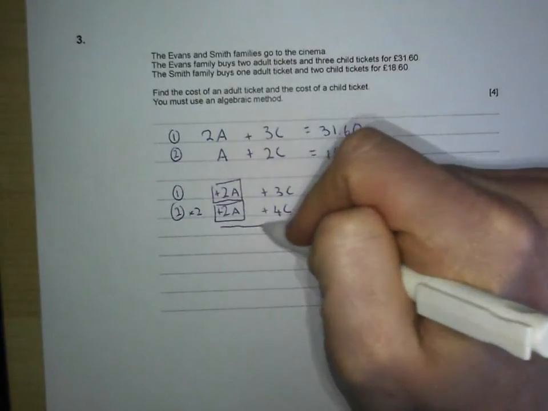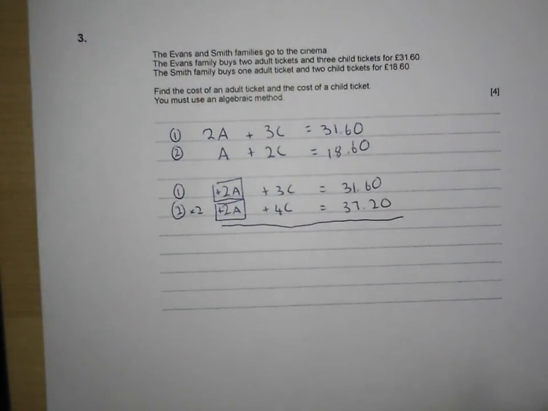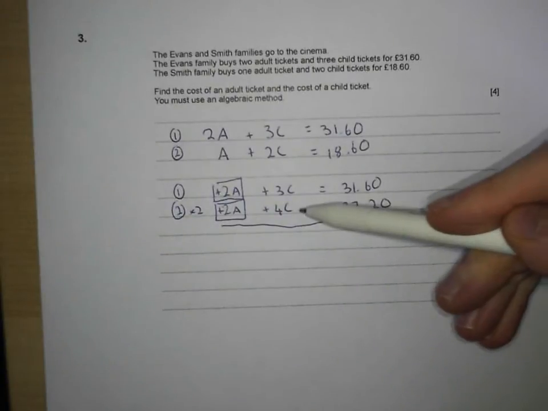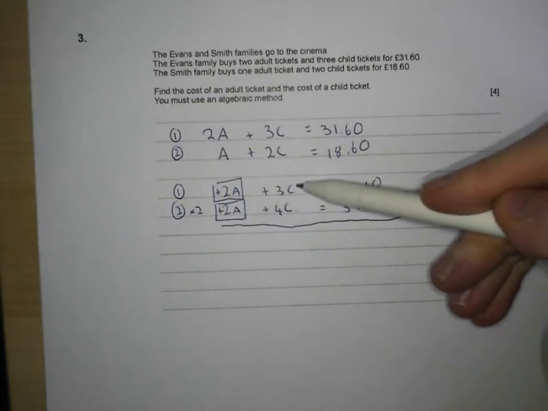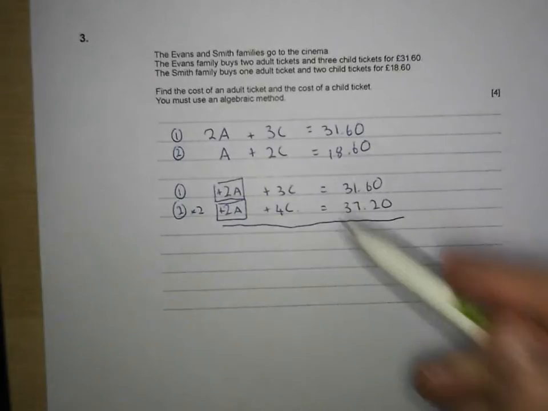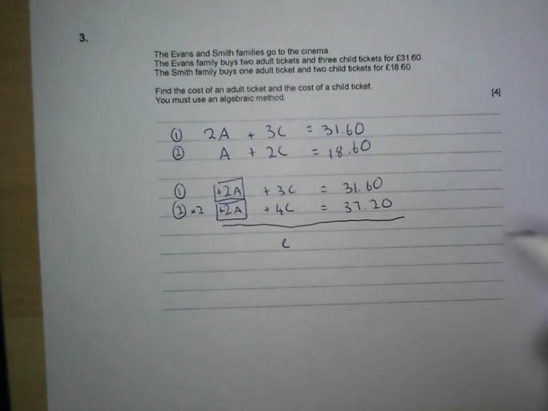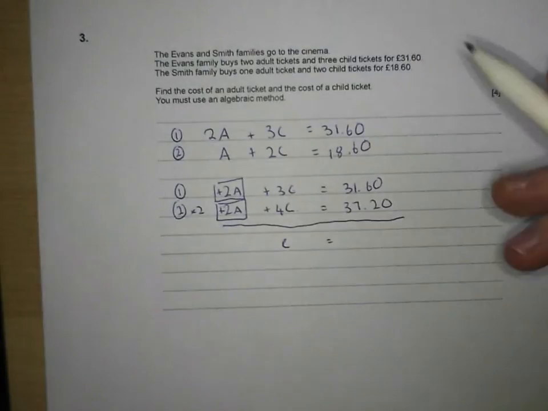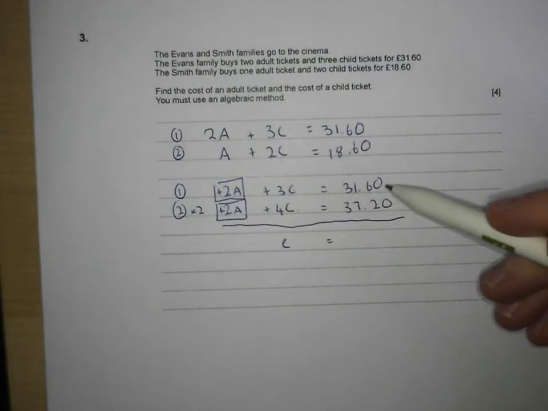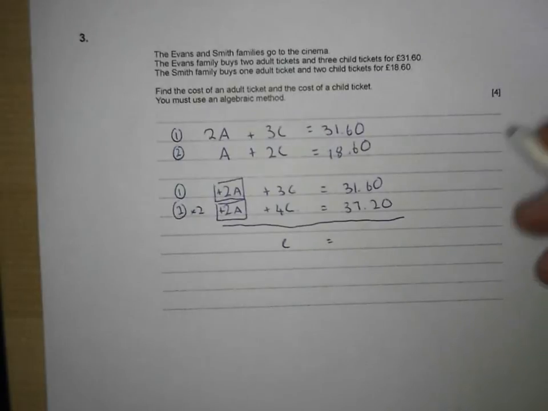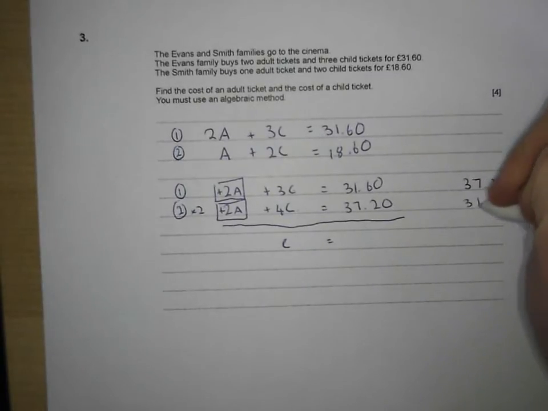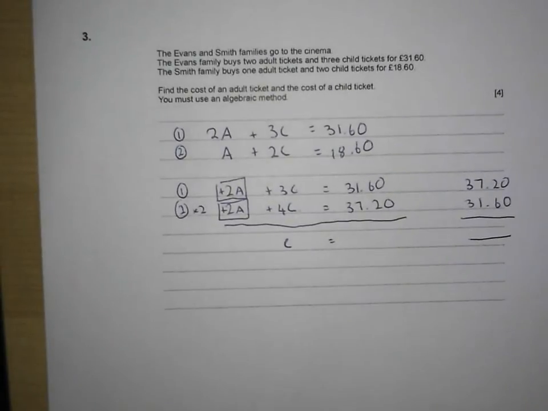Now I'm going to use the same trick that I used in question 1, and I'm going to subtract them the other way. I'm going to do the bottom, equation 2, take away equation 1, because it's going to keep things nice and positive. So I'm going to do 4C, take away 3C, which is going to leave me just with the 1C. Then I'm going to do £37.20, take away £31.60. Now, it is not worth gambling on this, because if you mess this bit up, it's going to mess up your price of your adult ticket as well. So I'm going to just take my time and do a little subtraction here.